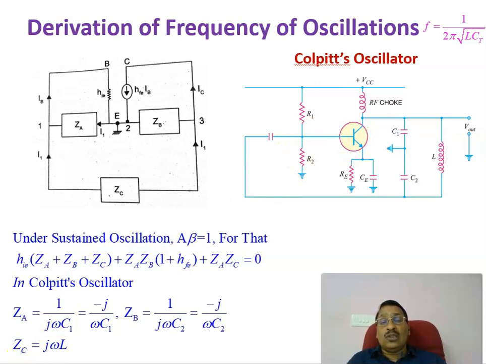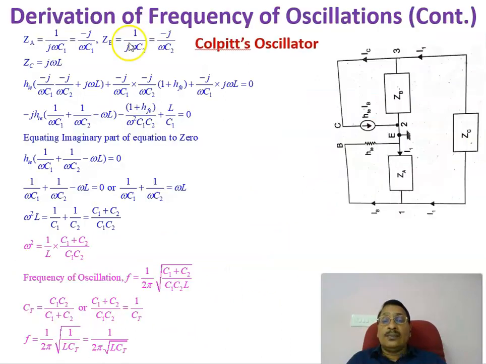For the Colpitts oscillator, we have seen what ZA, ZB, and ZC are, and we are going to substitute these values of ZA, ZB, and ZC in this equation: HIE into (ZA plus ZB plus ZC) plus ZA ZB into (1 plus HFE) plus ZA ZC equal to 0. Then you are going to derive the condition to get the output frequency of this Colpitts oscillator.